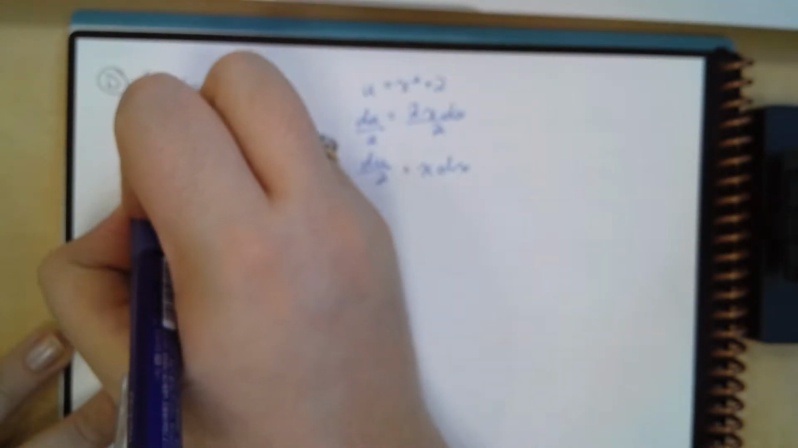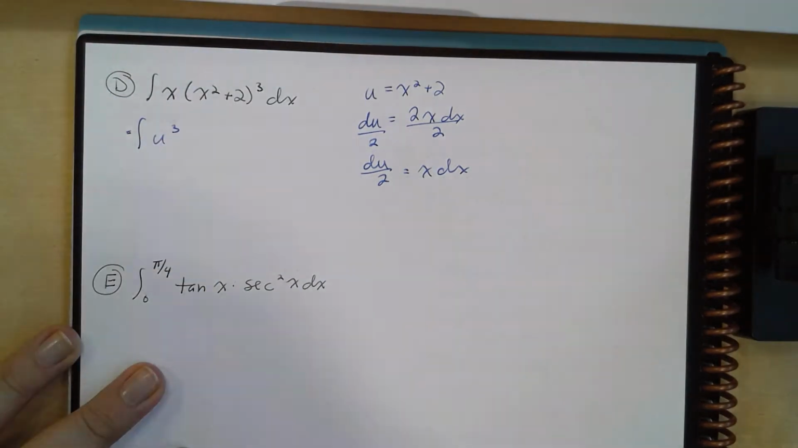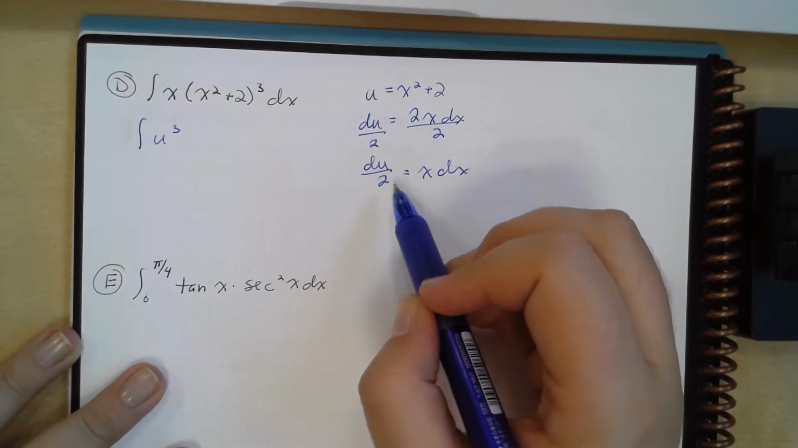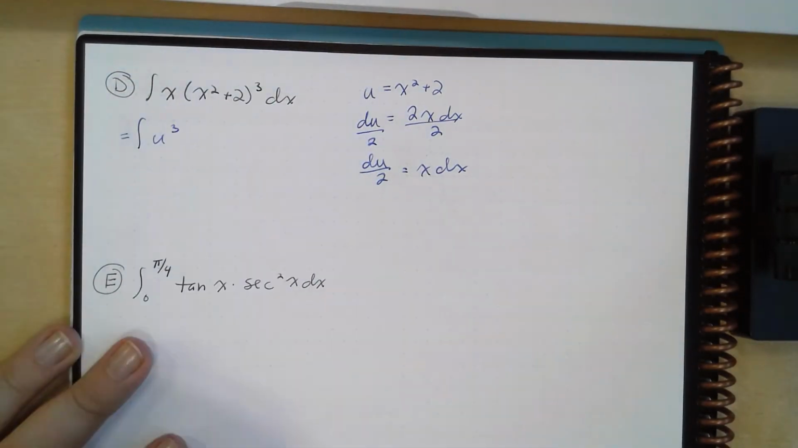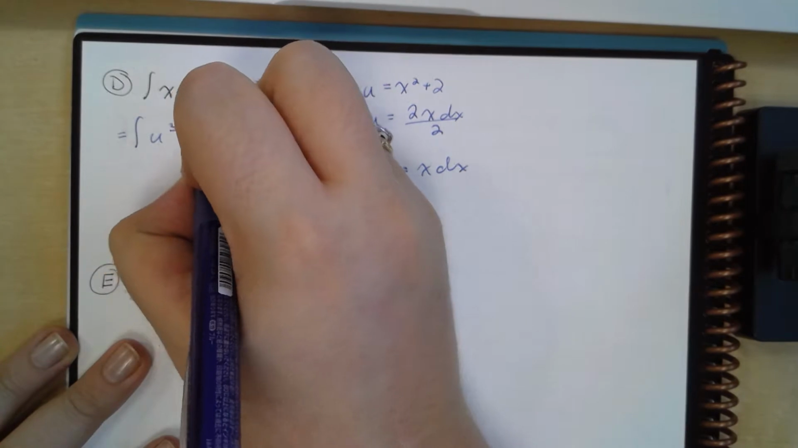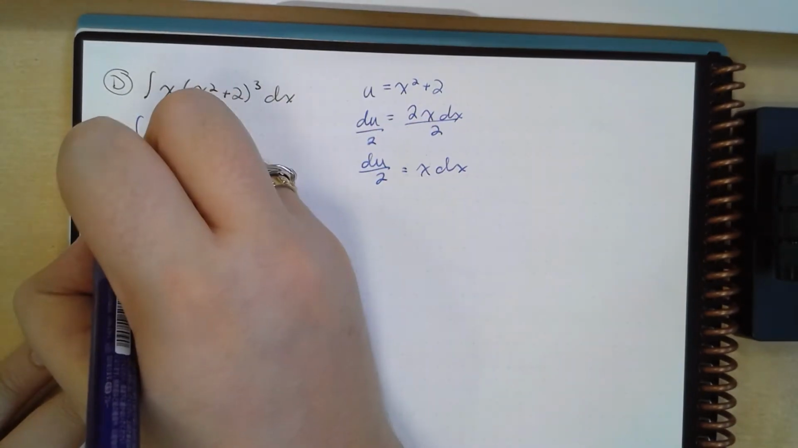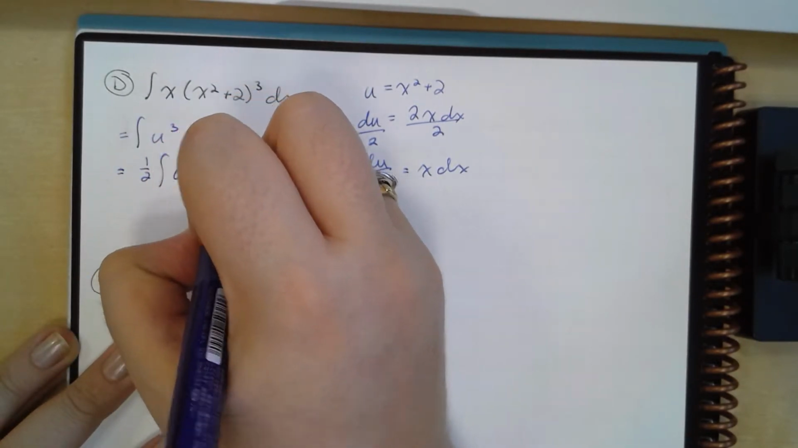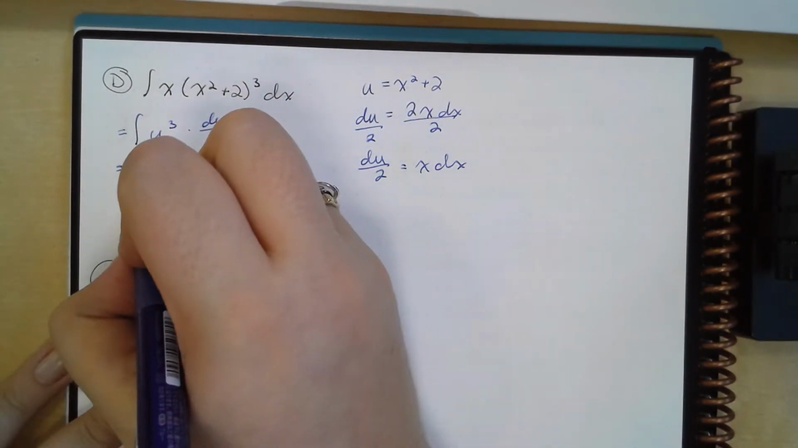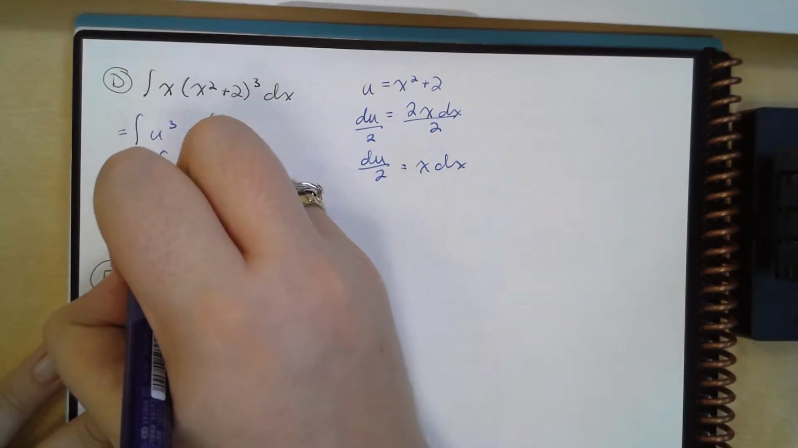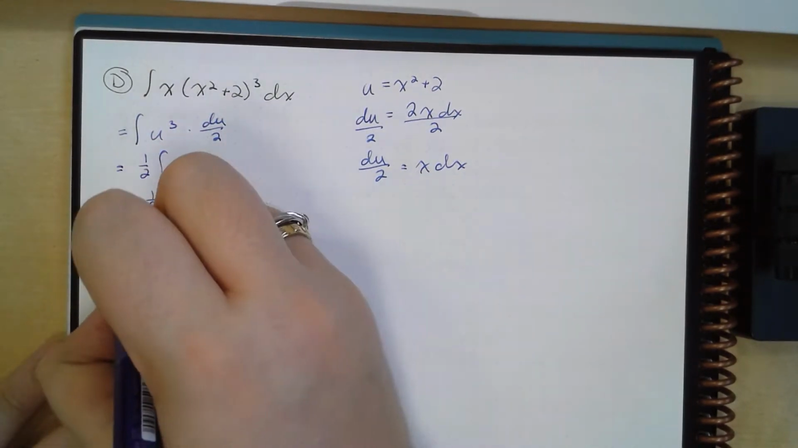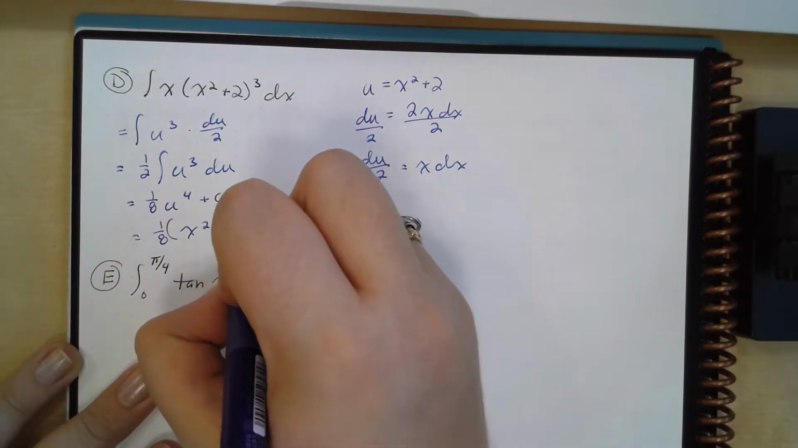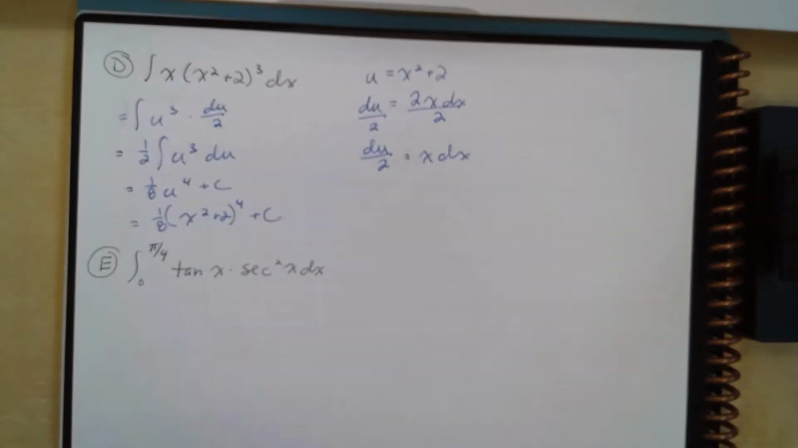So this is going to be the integral of u cubed times du over 2. And that's equal to 1/2, I take that 1/2 outside, the integral of u cubed du. So now we're integrating. 1/2 times 1/4 is 1/8, u to the 4th plus c. So we've got 1/8 times (x squared plus 2) to the 4th plus c. Okay? You don't have to expand that at all.